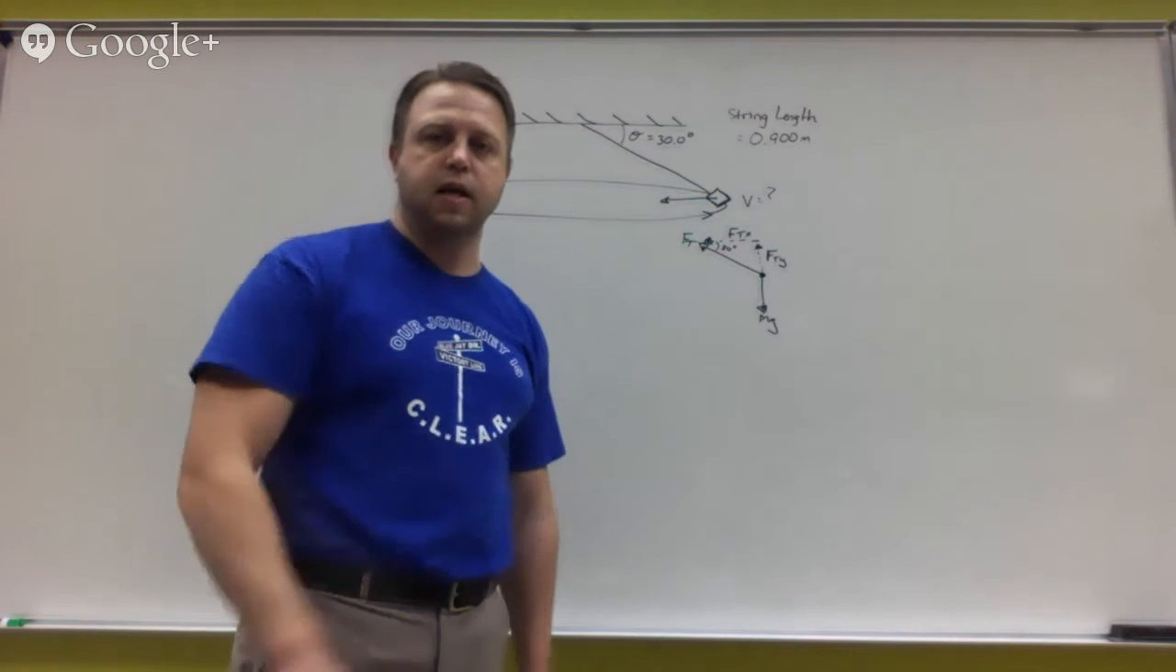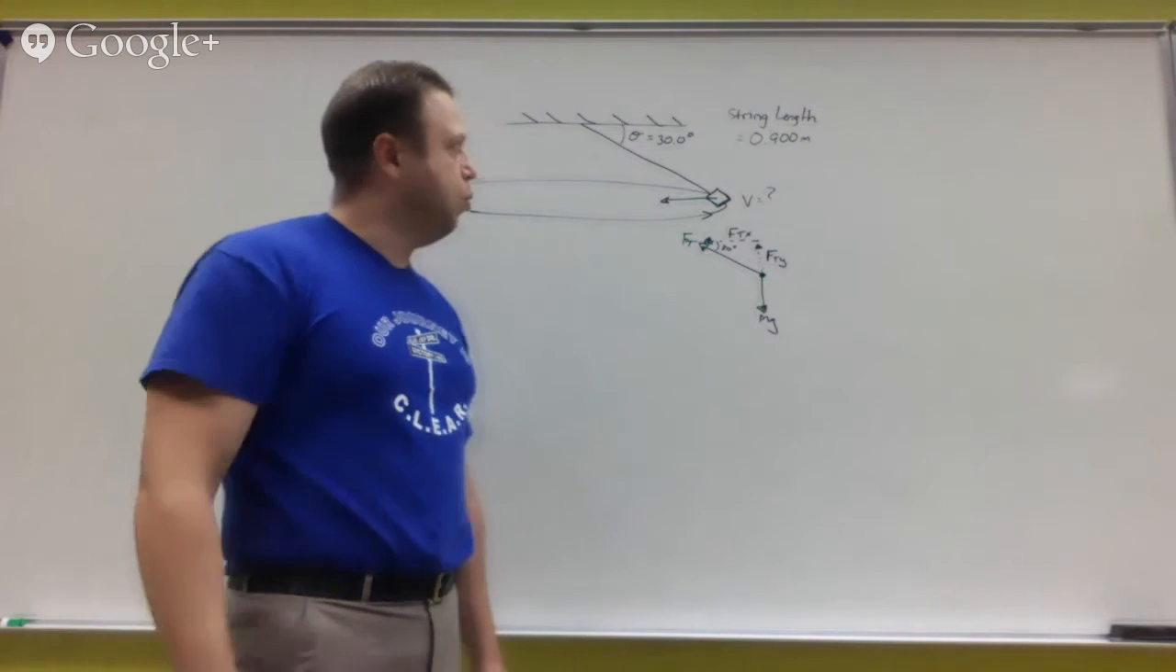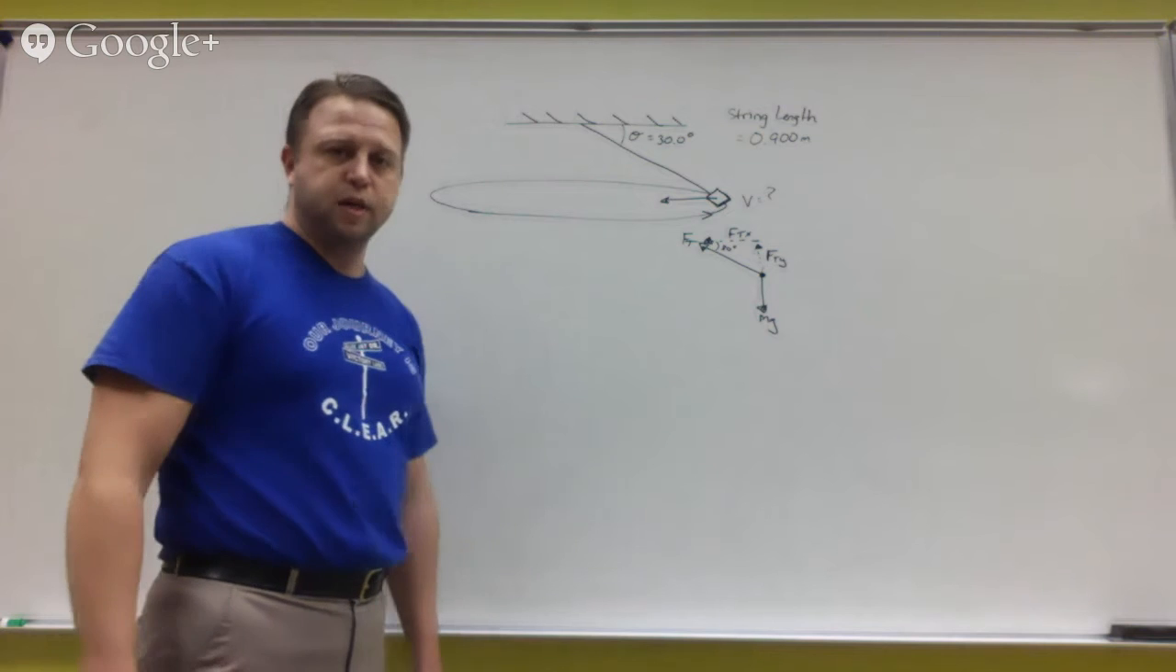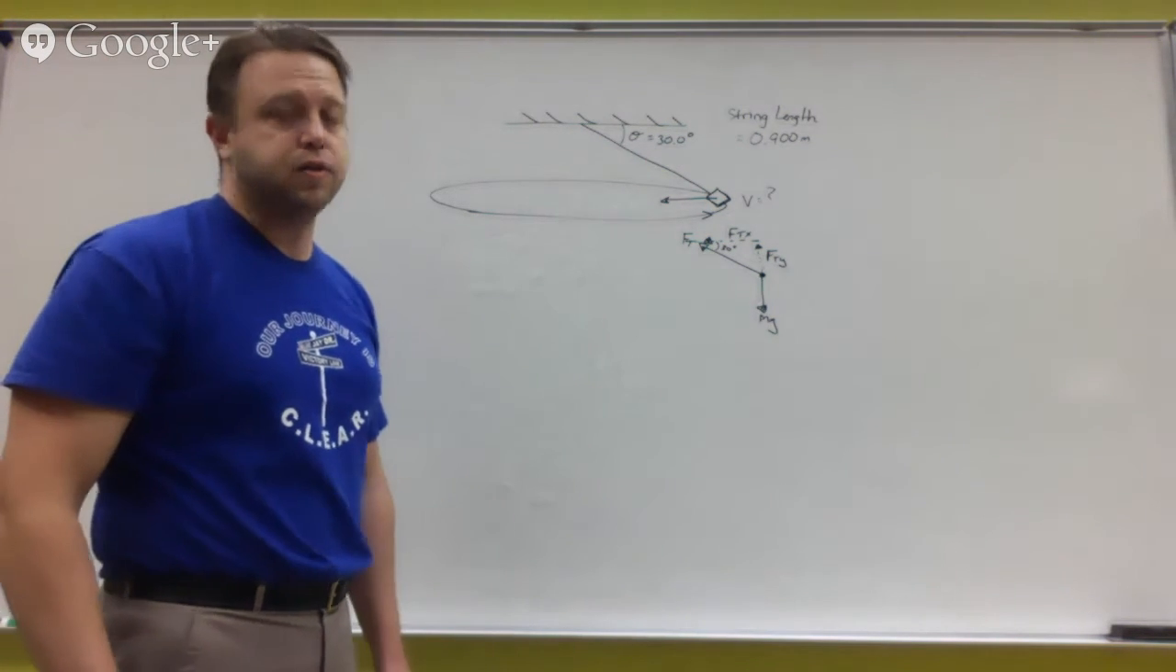Now, one thing that we need to know that is not given in this problem, probably before we get set up into this: all of our equations have radius in them. And we do not know the distance to the center of the circle, because the string length is not the distance to the center. So I'm going to have to solve for that.